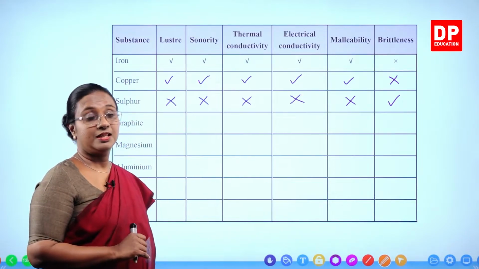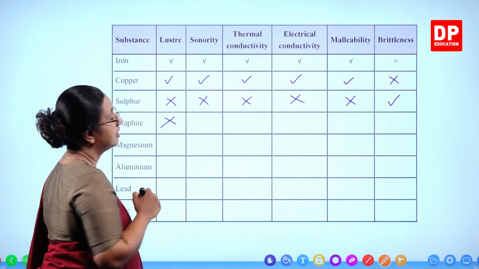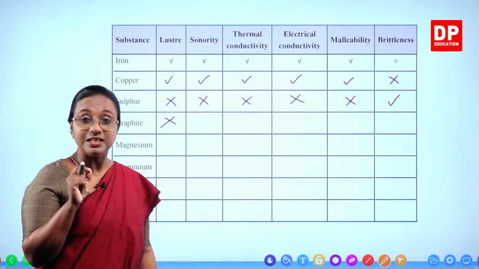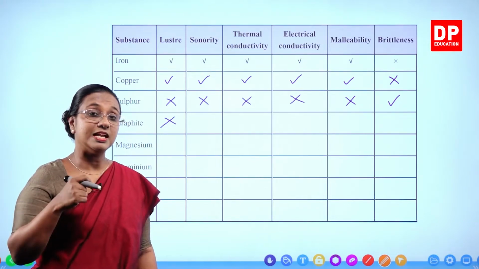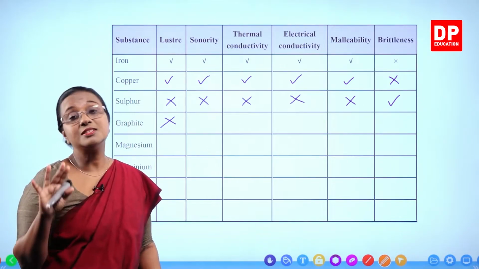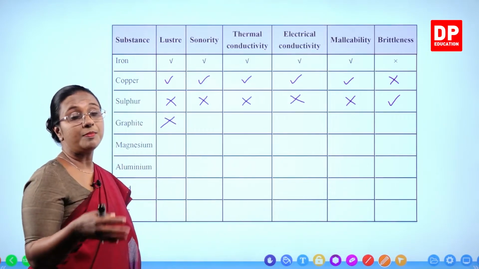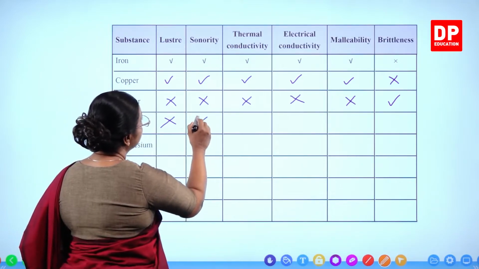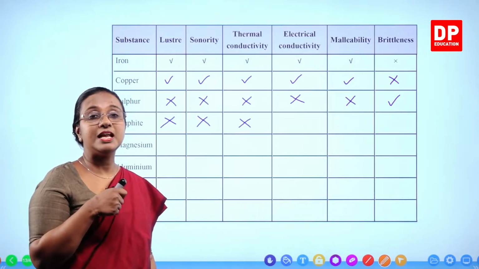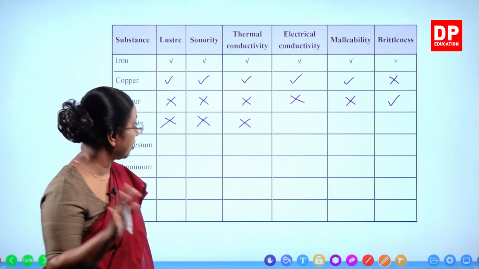Then graphite. Graphite does not show luster. Graphite doesn't have a lustrous shine. It does have a shine. Again, you have to remember, students, when you look at the lead of the pencil, if you rotate it, you can see a shine, but that's not the lustrous nature, so luster is not there. It doesn't make a sound. If you drop it, it doesn't give you a ringing sound. So sonority is not there. It does not conduct heat. Even if you hold the pencil lead to a flame, it does not conduct heat. So thermal conductivity is not there.